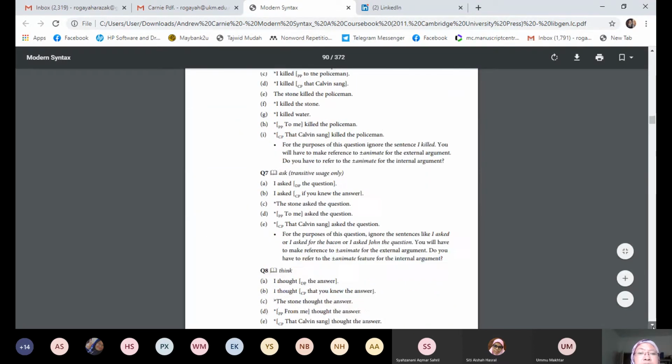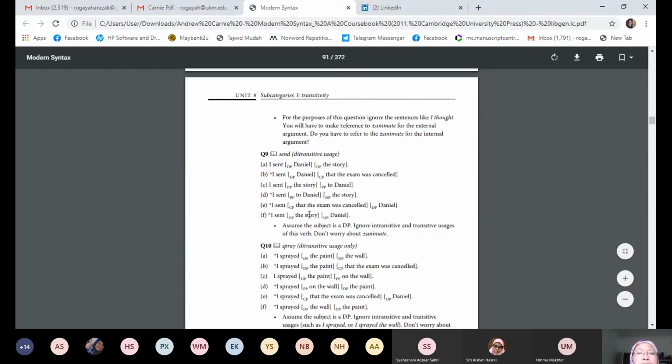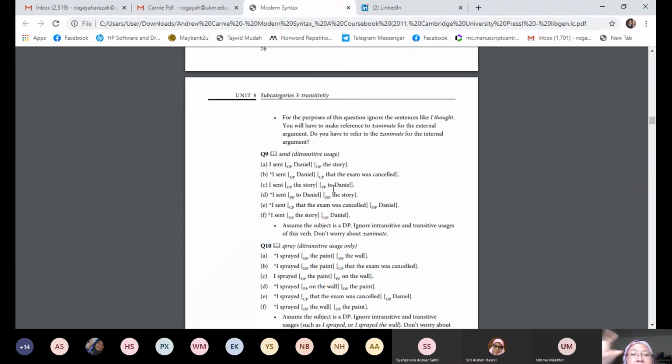Go to 77. Okay. DP boleh. DP CP tak boleh. So kalau ada DP jadi, kita macam tadi lah. Kita akan letak dia linearly, one after the other. DP. I sent to Daniel the story. Not grammatical. That means if you were to do prepositional, you must have the DP first. I sent the story to Daniel. You cannot have PP first. I sent to Daniel the story. Not happening. So that means there is a kind of order for the arguments, that kena berlaku DP dulu baru PP. I sent that the exam was cancelled, Daniel. Also CP cannot. I sent the story, Daniel, cannot also.